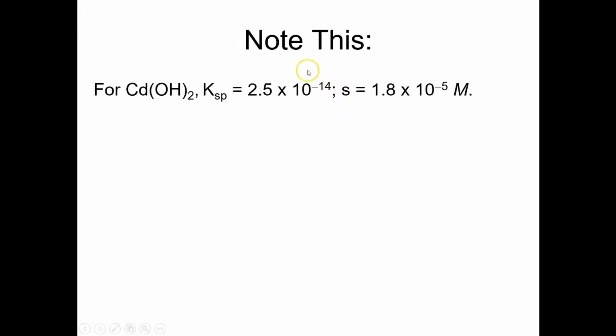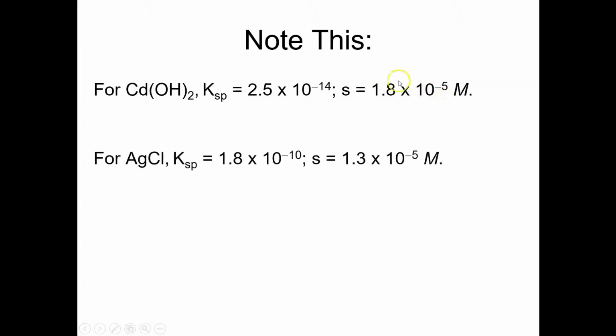For cadmium hydroxide, Ksp was on the order of 10 to the minus 14th, but the molar solubility was 1.8 times 10 to the minus fifth. For silver chloride, the Ksp value is actually much larger. This is almost close to 10,000 times greater than this. And yet the molar solubility of these two compounds is very similar, 1.8 times 10 to the minus fifth, 1.3 times 10 to the minus fifth. How is it that their Ksps differ by almost 10,000, but their solubilities are nearly identical?